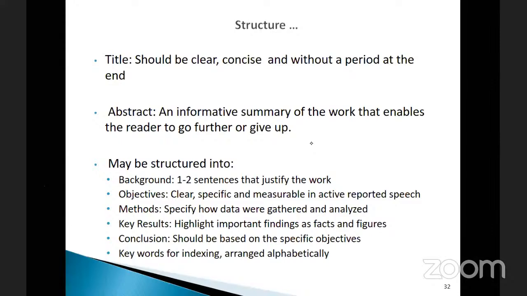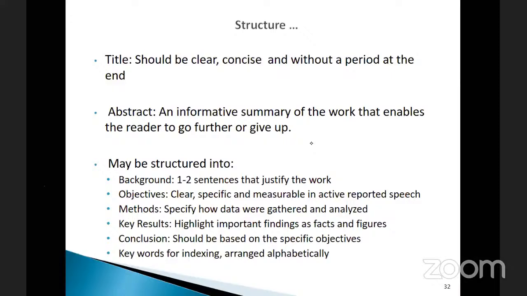Now, the abstract may be structured into: background statement, one or two sentences that justify the work; objectives, which must be clear, specific, and measurable. In active reported speech, objectives are written in reported speech, that is, the objectives of the study were to. That's what I mean. Methods, here you specify how data were gathered and analyzed. Key results, highlight important findings as facts and figures. Conclusion should be based on the objectives of the study.